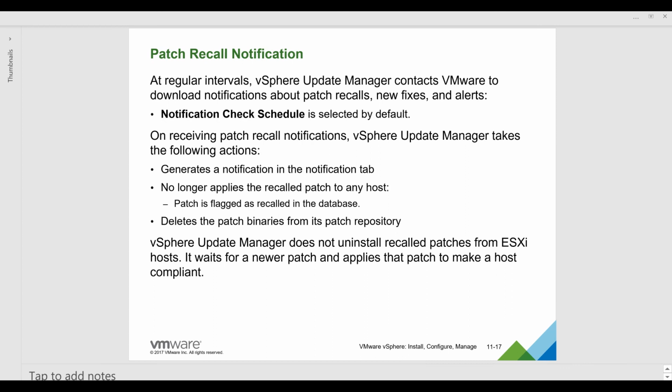When it gets the recall notification, Update Manager generates a notification in the notification tab. It no longer applies the recalled patch to any host, and it deletes the patch binaries from the patch repository. It does not uninstall recalled patches from an ESXi host. It will then wait for a newer patch that fixes that patch to make the host compliant.